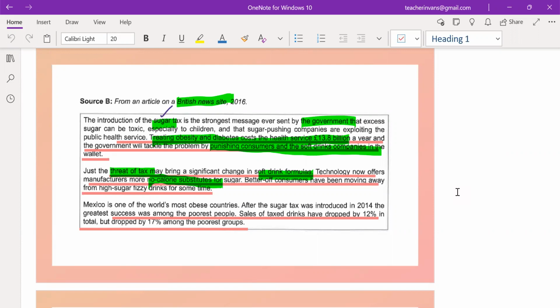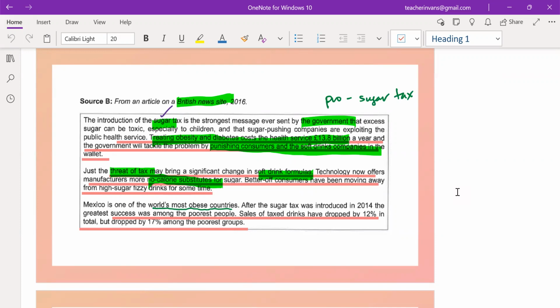And in this British news site, they even quote that Mexico, which has one of the world's most obese countries, meaning more obese cases there. And when the sugar tax was introduced, the sale of taxed drinks dropped by 17% among the poorest groups. So it was a great success. So this is really a pro sugar tax, okay, a pro tax on certain food and drinks that will cause detrimental health towards the people.